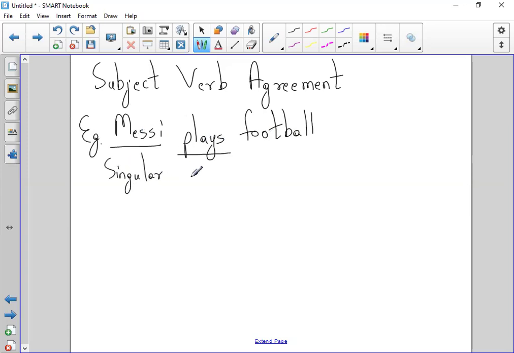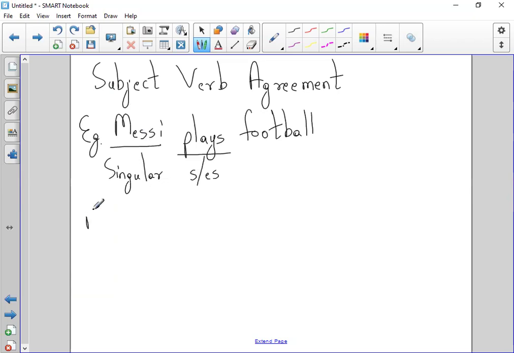So the verb here will have an S or ES in the end because here we are talking about subject verb agreement in simple present tense. Simple present tense is used when something happens at regular intervals of time. Like every day it is happening, or every few days it is happening. Like Messi plays football, so Messi is a footballer, so definitely he's going to play football, not every day, then every 2 days, every 3 days, or at least every week. So this is an activity that is repeating.